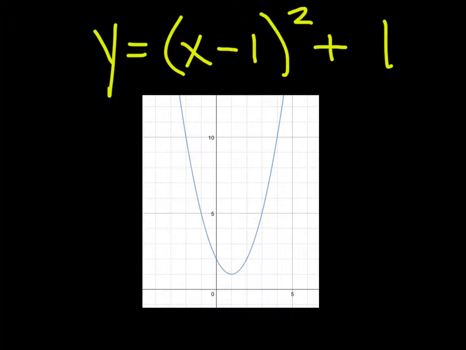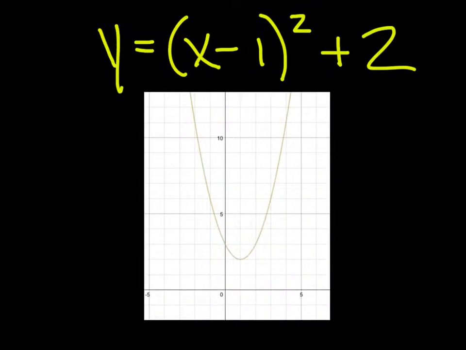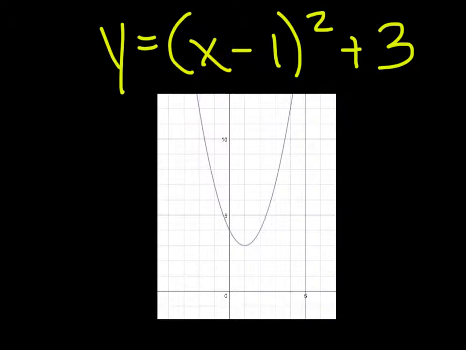What happened when I put a plus 1 at it? It moved it up 1. This is where we started, and it moved it up 1. So if I put a plus 2 at the end, here's where my vertex was to start with. It now moved it up 2 places. And I started here, and if I have a plus 3, it moved it up 3 places.